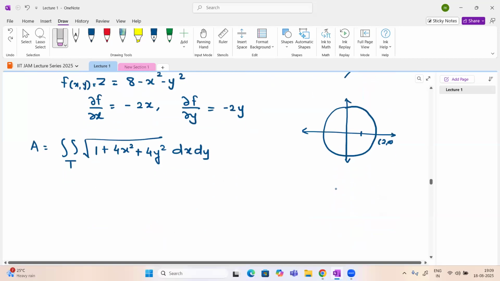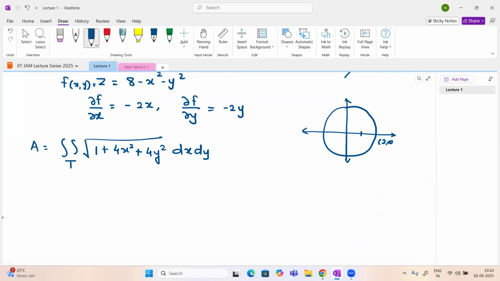But when we have a circle, normally we go for polar coordinates. We solve the problem with the help of polar coordinates. Do you remember the substitution, how to convert this problem into polar form? x equals r cos theta, y equals r sin theta, and dx dy becomes r dr d theta, right?